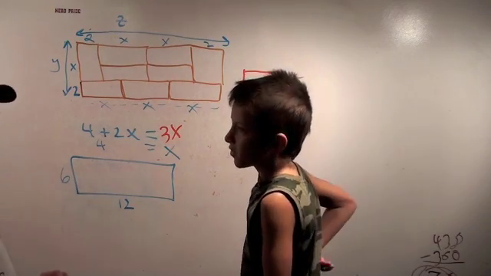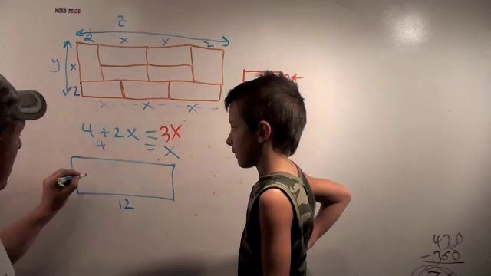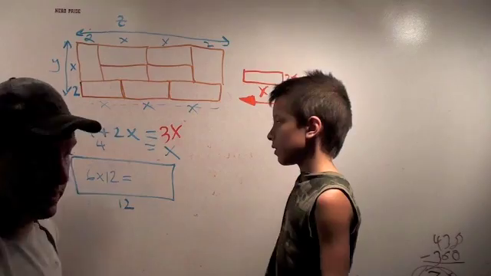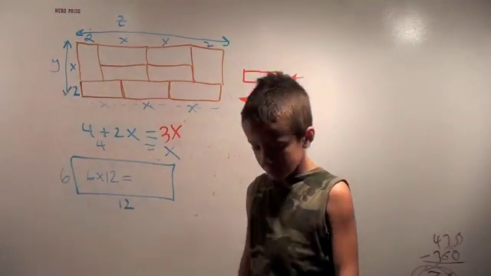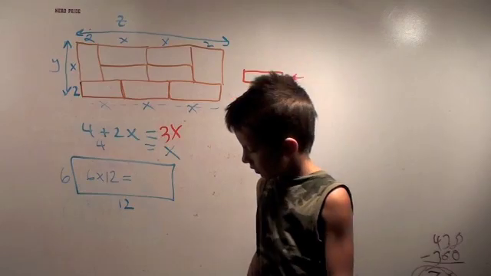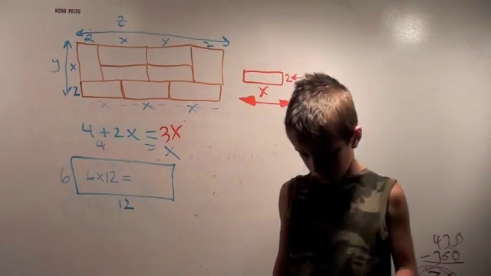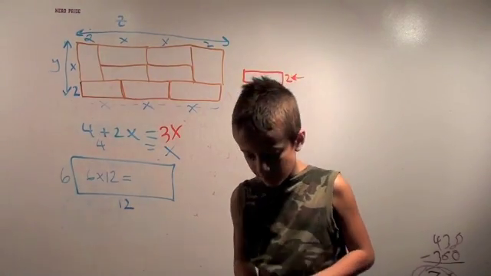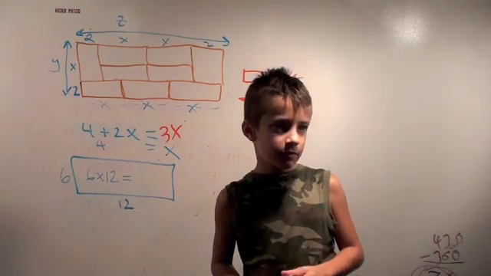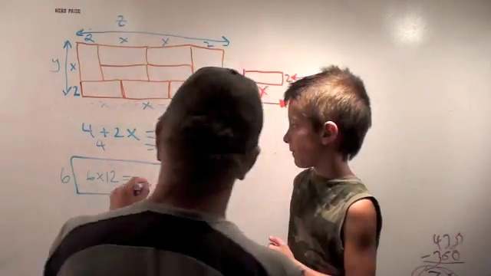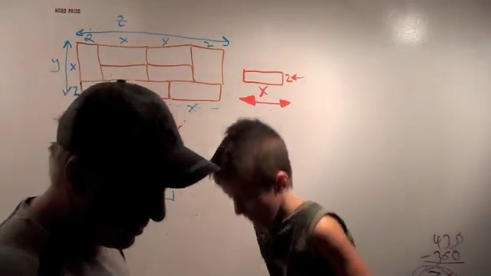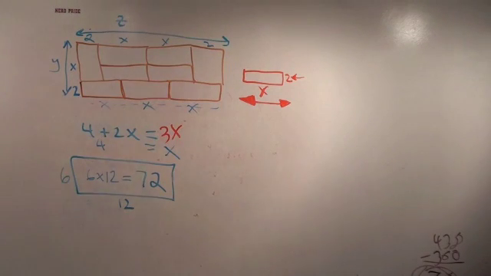Very good. Now we have to do 6 times 12. So the area is 6 times 12. And what is 6 times 12? Well, I want to do 6 times 10 and then 6 times 2. Okay, that's fine. Well, 2 times 6 is 12 and 60 is 72. Okay. So the area is 72.